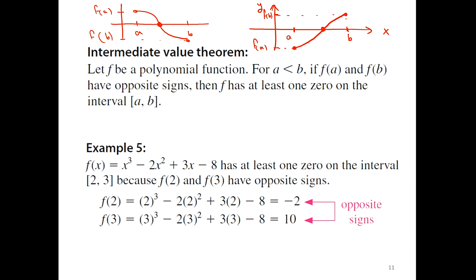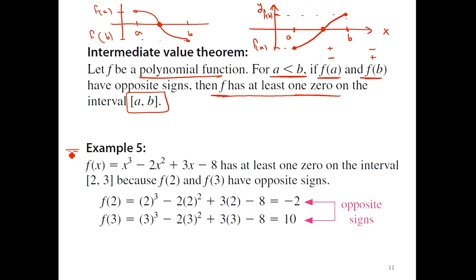So this theorem says, if you have a polynomial and a is less than b, so a and b are different, and f of a and f of b have opposite signs, if this is positive, this is negative, if this is negative, this is positive, then f of a multiplied by f of b must always be negative. So we have at least 1 zero for f of x on this interval a and b.